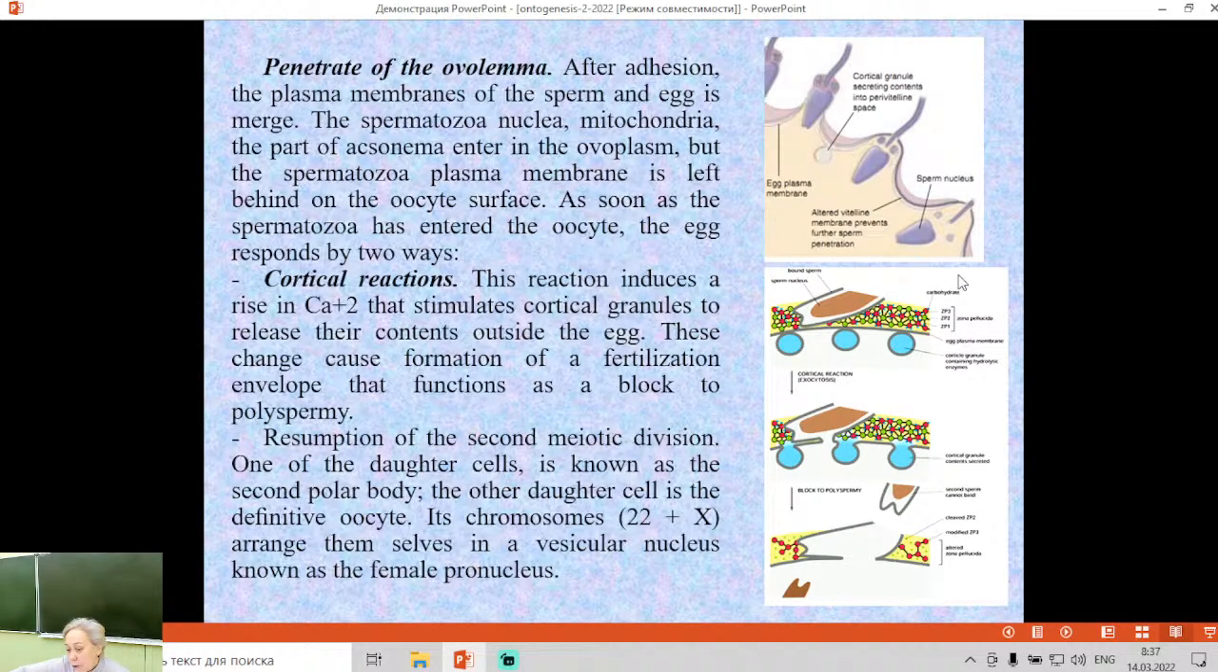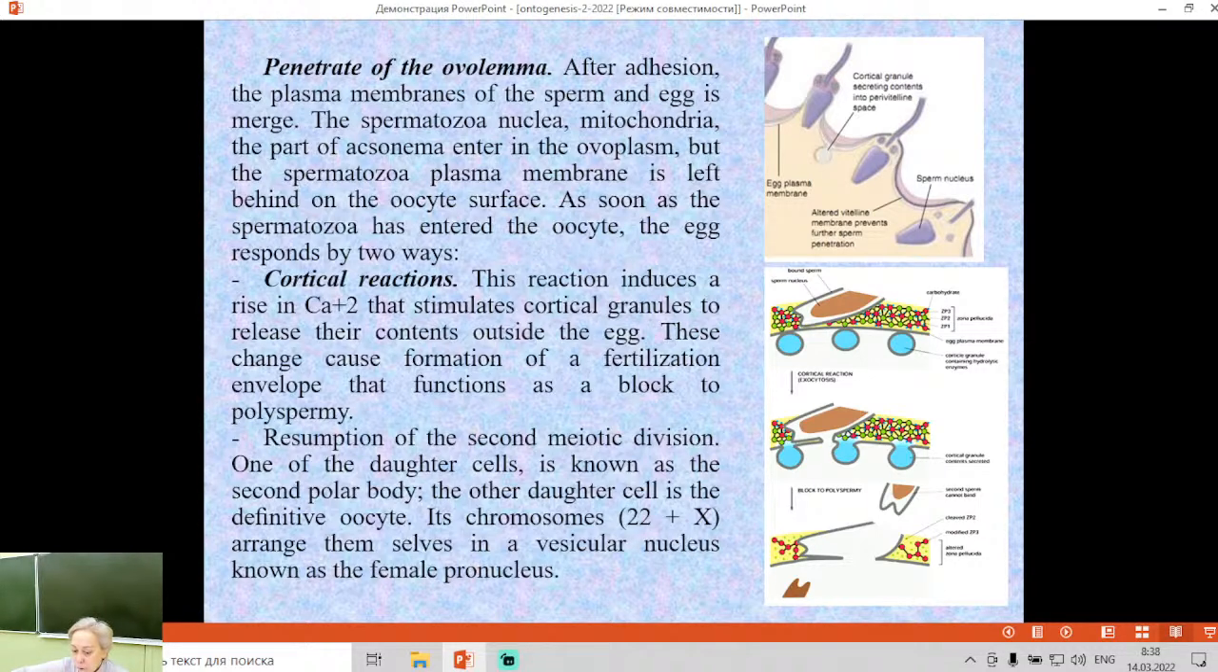When new spermatozoa come to the oocyte, the receptor of spermatozoa cannot join with the receptor on the plasma membrane because this receptor has another chemical structure. And the next way, resumption of the second meiotic division.